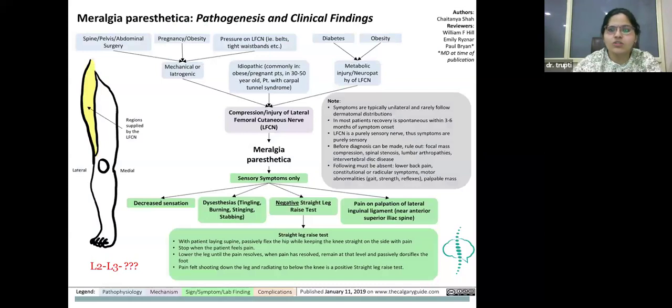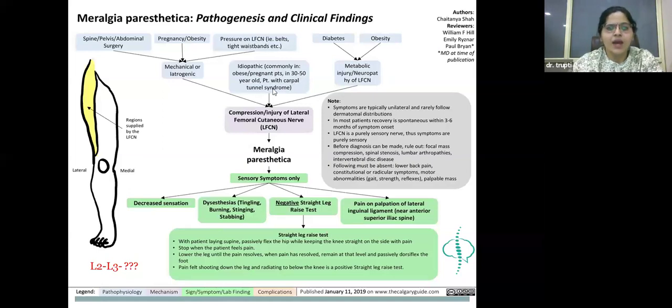So here's the pathogenesis. There are mechanical reasons, iatrogenic reasons, idiopathic, and metabolic. In mechanical and iatrogenic, there will be spine, pelvis, and abdominal surgery, pregnancy, obesity, and pressure on the nerve because of a belt or tight waistbands. Metabolic can be diabetes or obesity. Idiopathic is seen in patients 30 to 50 years old, where the cause is not actually known.